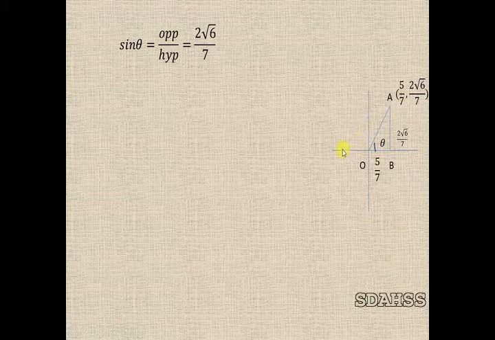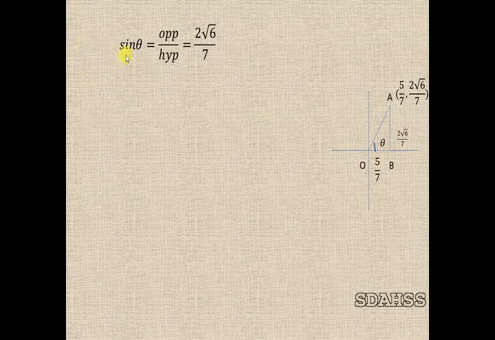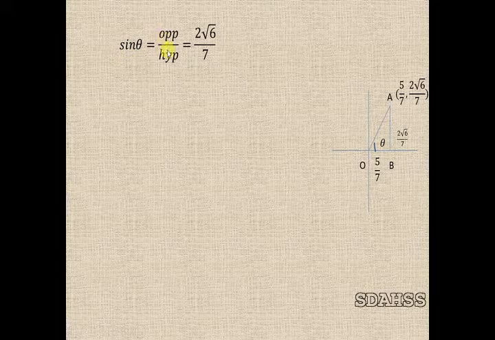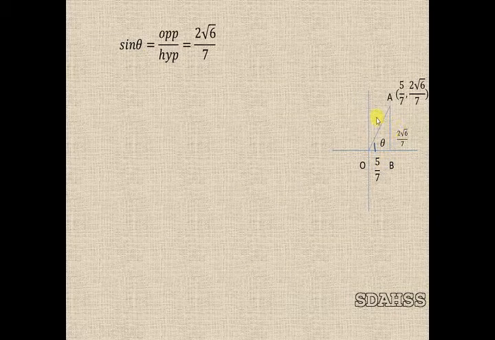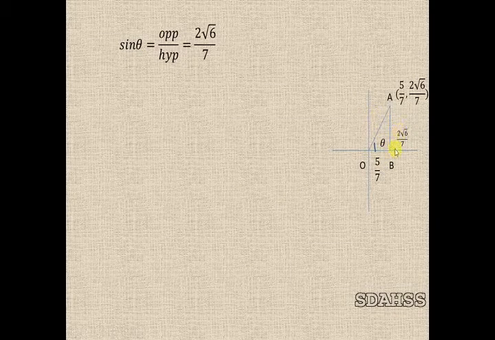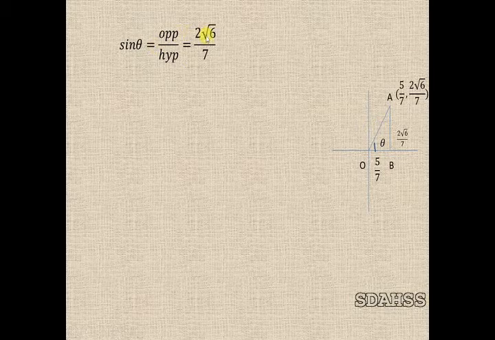Then we want to find all the trigonometric functions. First you have to find sin theta. Sin theta means opposite by hypotenuse. This is theta and the angle opposite. This is the opposite side, adjacent and hypotenuse. Here the opposite side is 2 root 6 by 7 and hypotenuse is 1, so sin theta is 2 root 6 by 7.